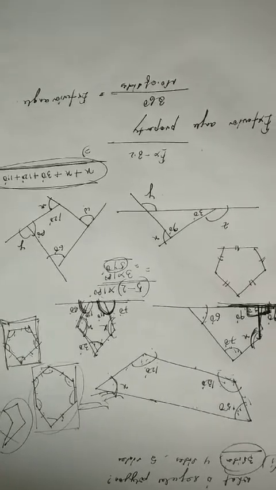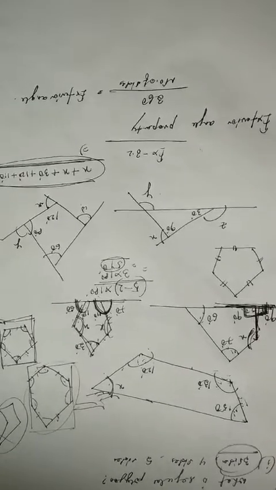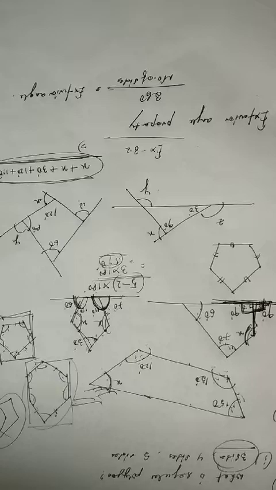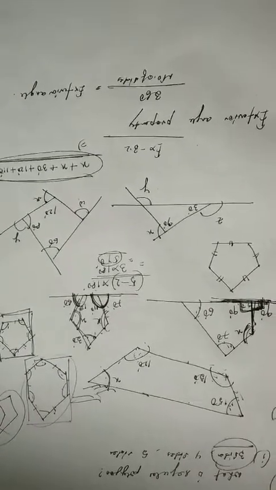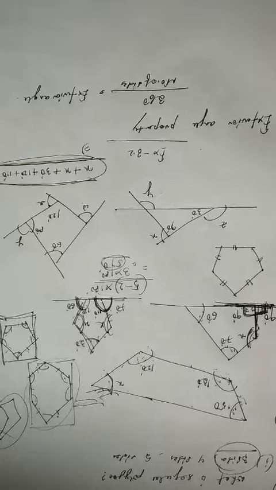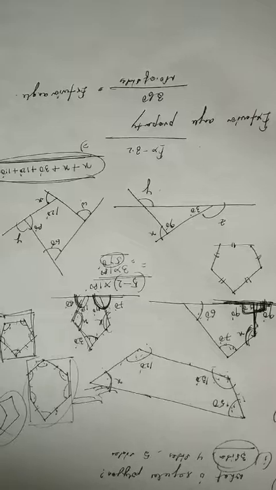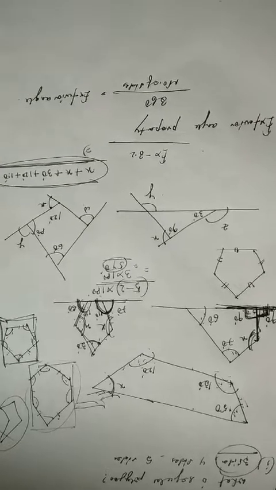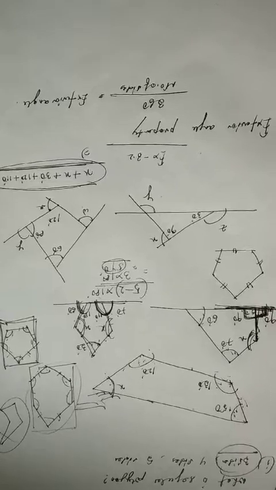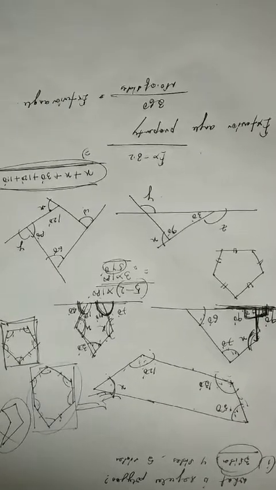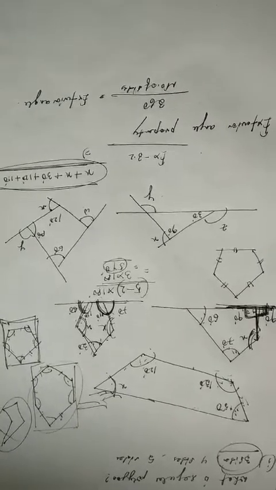If you divide 360 degrees by the number of sides of that particular polygon, you are going to get the measure of each exterior angle. The formula is 360 divided by the number of sides is equal to the measure of each exterior angle. This is how we can find the value of the exterior angle.